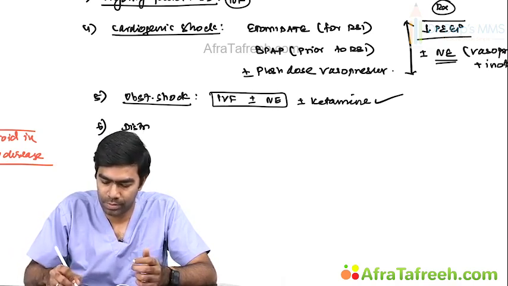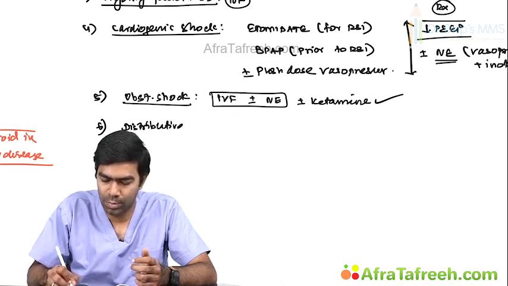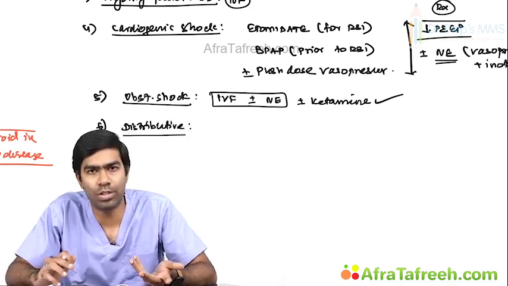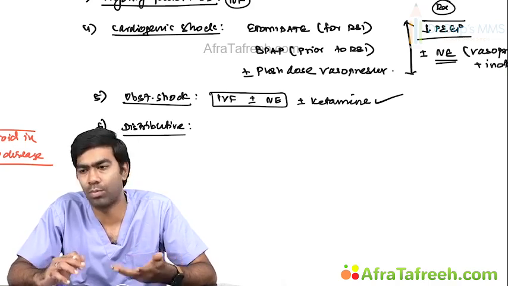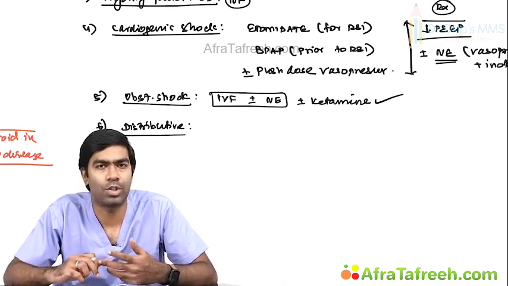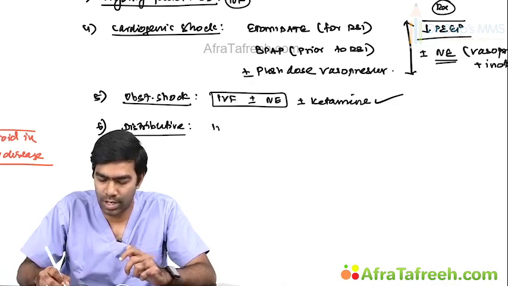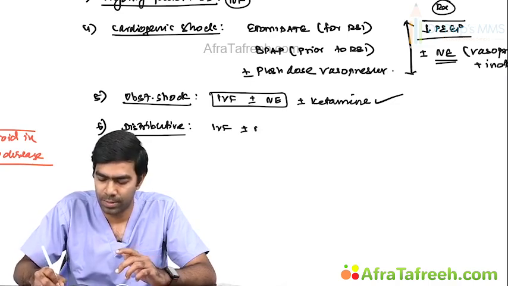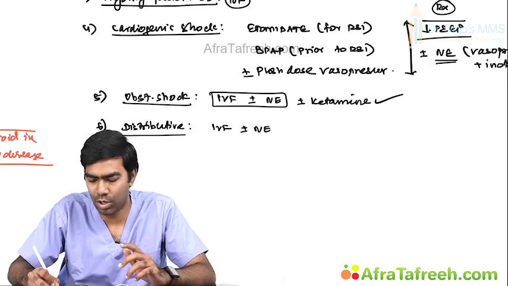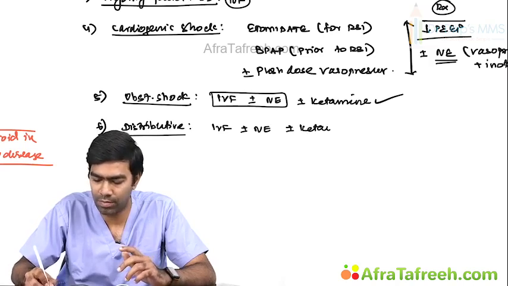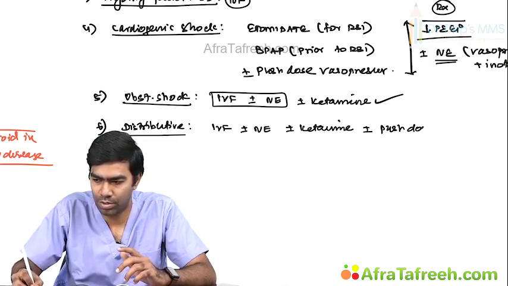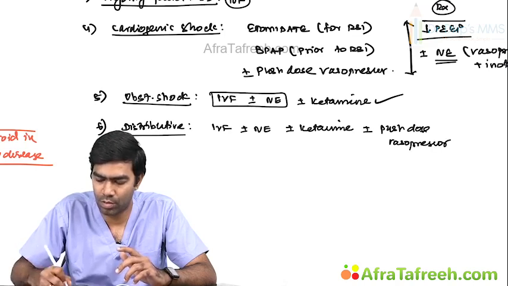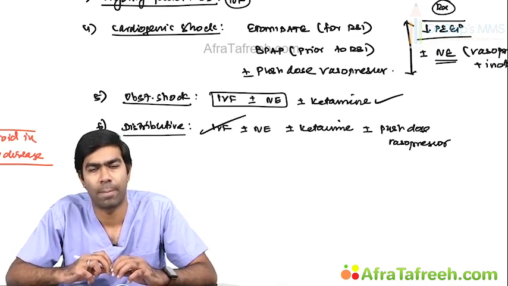distributive shock. So distributive shock can be due to neurogenic shock, maybe due to anaphylactic shock, or more commonly due to septic shock. So what you can do here, and again post-RSI hypotension due to distributive shock is best treated with IV fluid plus or minus norepinephrine, ketamine for RSI, and you can even consider push dose vasopressor. Clear? So this is how you optimize a distributive shock.